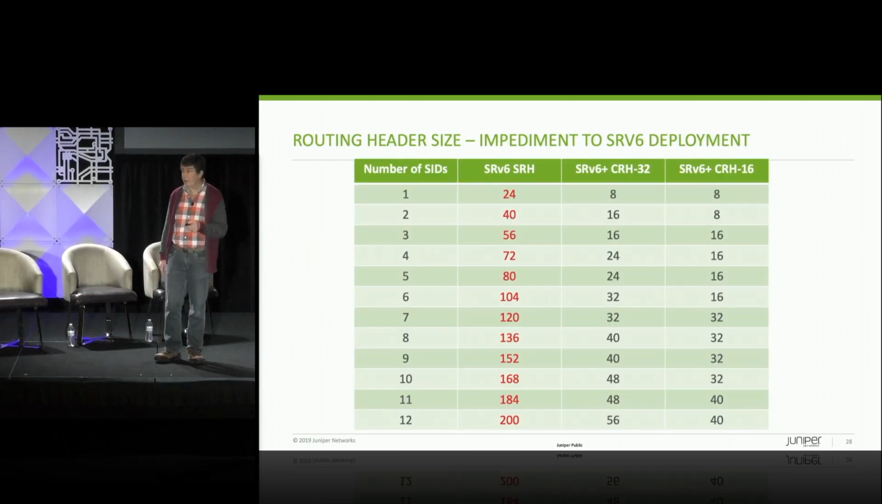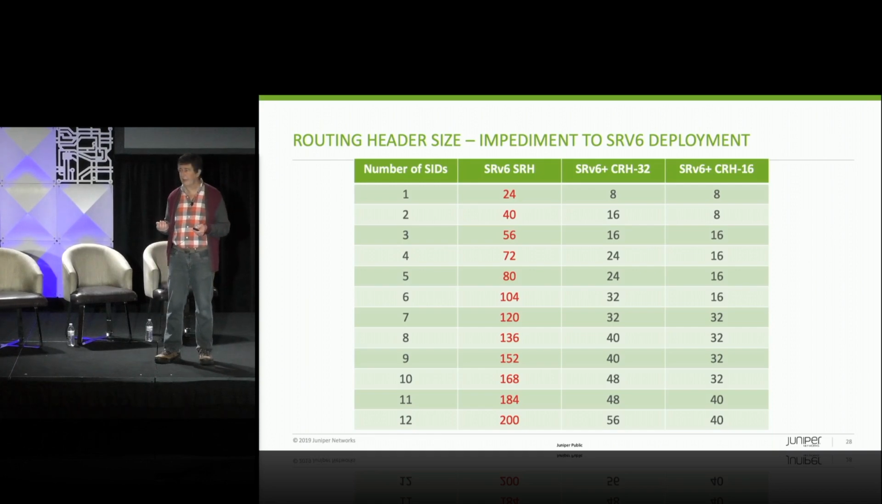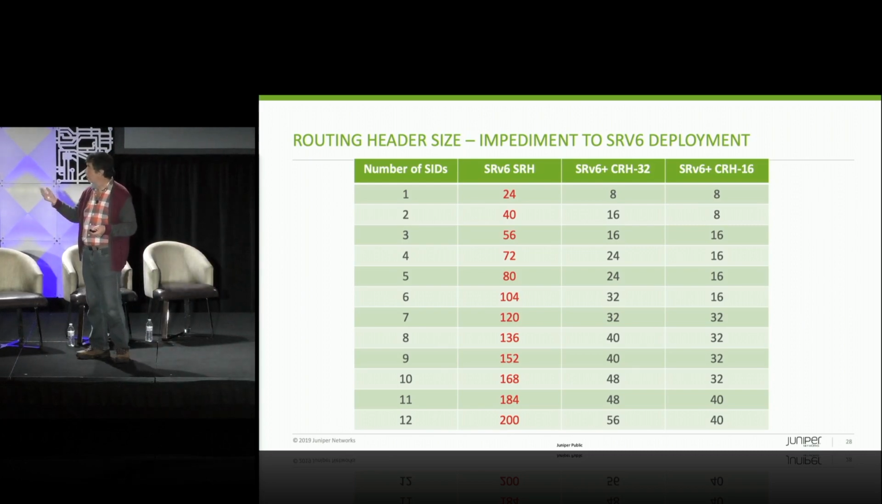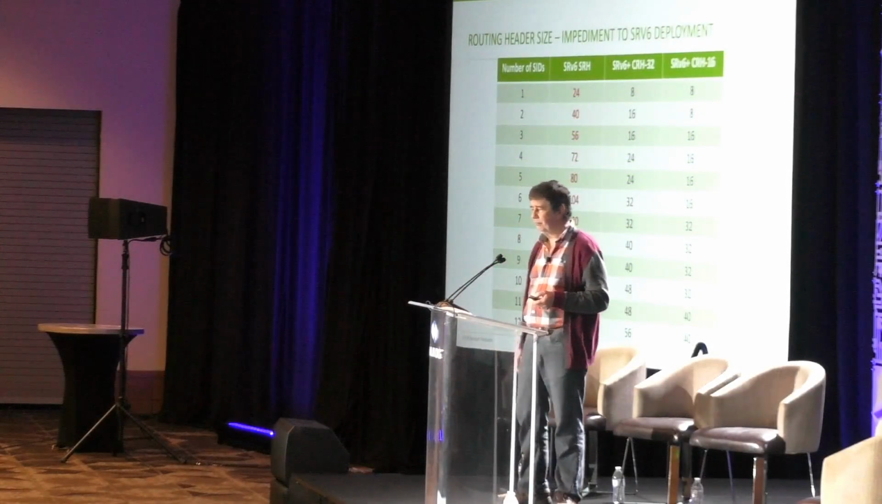The next issue is the difference between SRv6 and SRv6+'s routing header size. We talked about the big benefit of SRv6+ as being able to fit lots of SIDs in a small routing header. Well, here, let's say you have a fairly average path with maybe 5 segments in it. In SRv6, you need an 80-byte routing header to encode that. In SRv6+ with 16-bit CRH, you only need a 16-byte routing header to encode it.